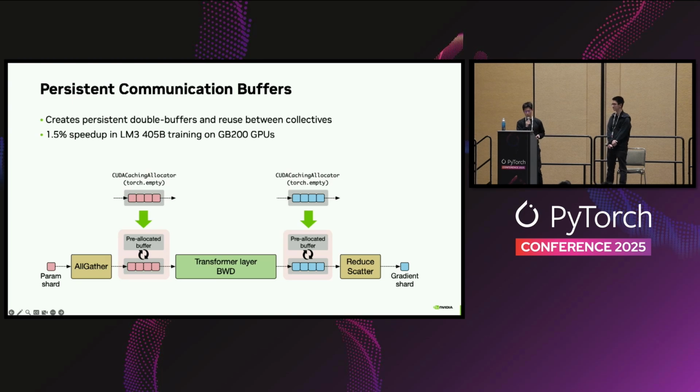So what we did was allocate a persistent buffer at the beginning of training. We use 2 buffers, so we double buffer it, and then just reuse them across the entire training. For every single communication call, we reuse one, and then the other one, interchangeably. So we remove all that overhead from training. For Llama 3 405 billion, we got about a 1.5% speedup. But this is the case where we have an ample amount of memory left. If you don't have that much memory left, the performance gain is much bigger than this.